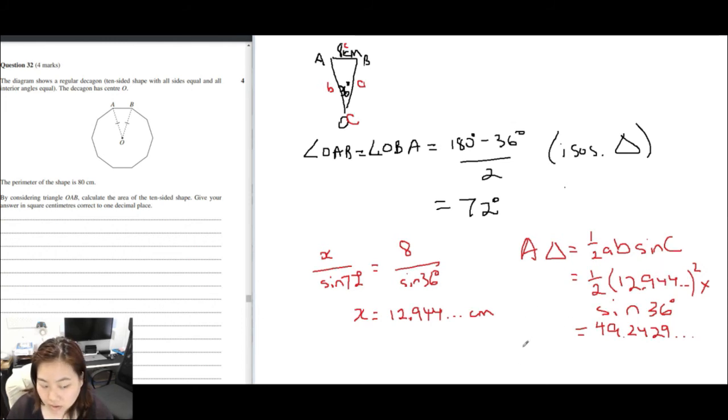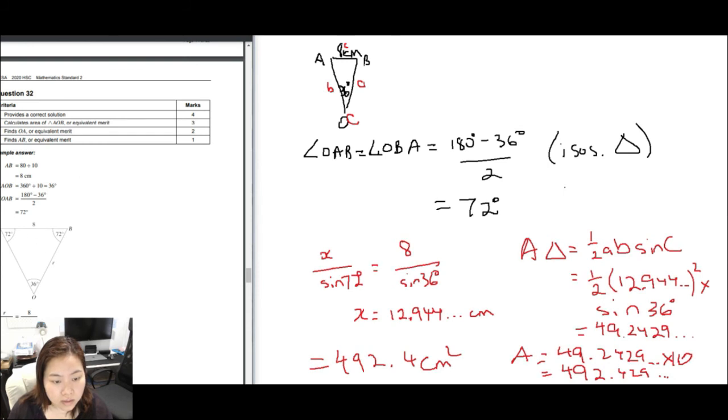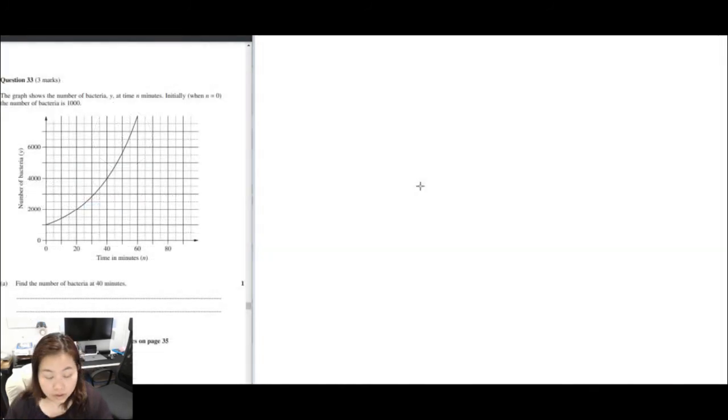So the area of the decagon would be 49.2429 times 10, which will be 492.429. What does it want? To one decimal place. So that is equal to, I'll write it over here, 492.4 square centimeters. Let's see if I got 4 marks, eh? 492.4 square centimeters. Nice. We're almost at the end.